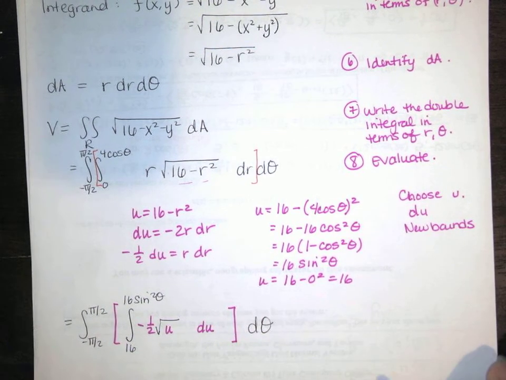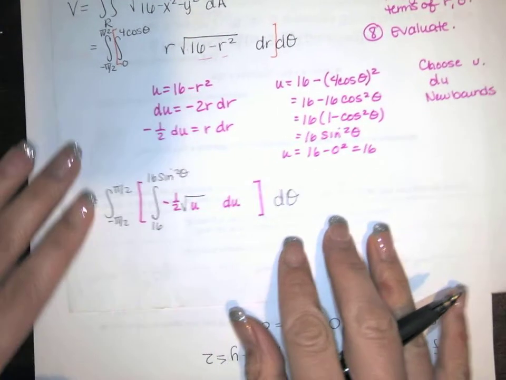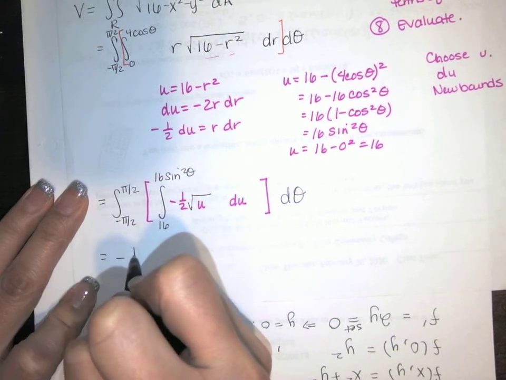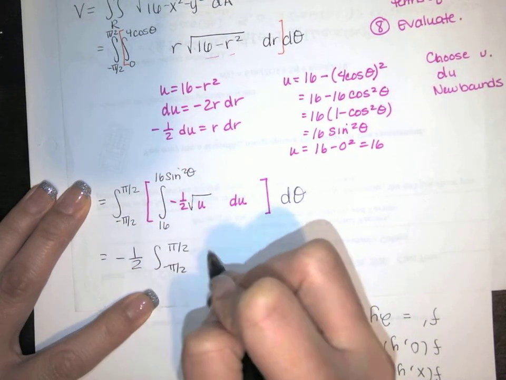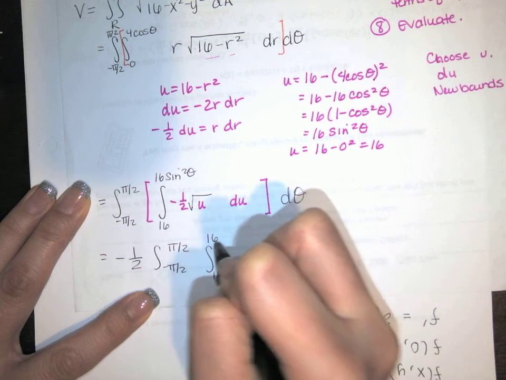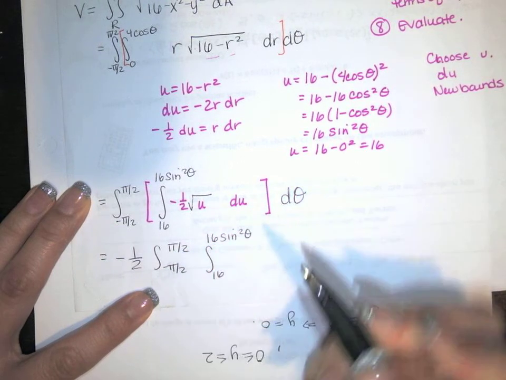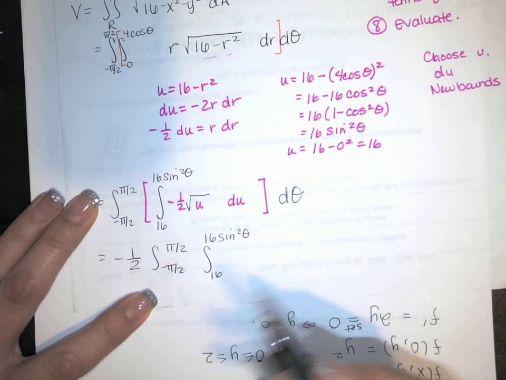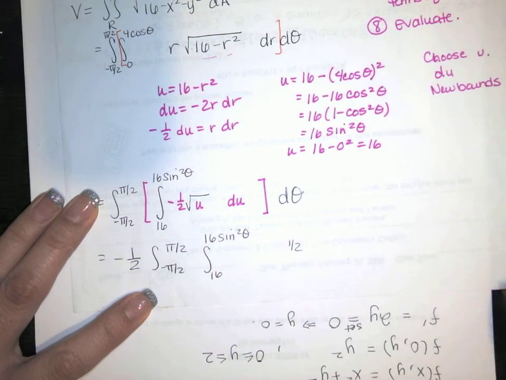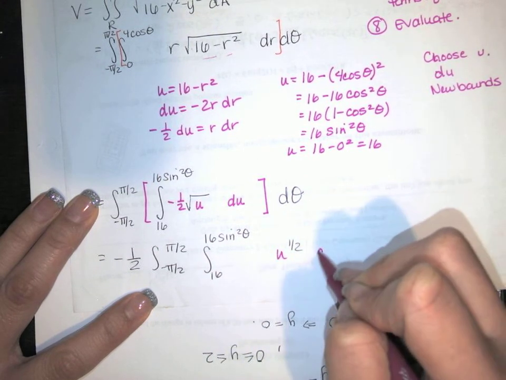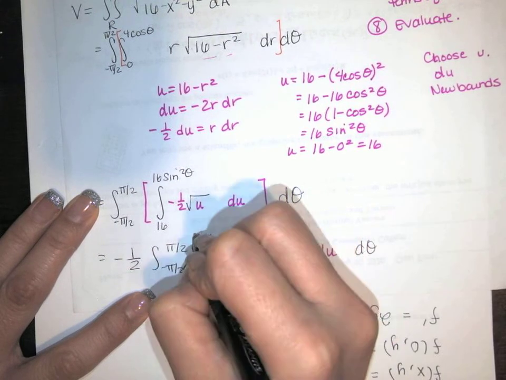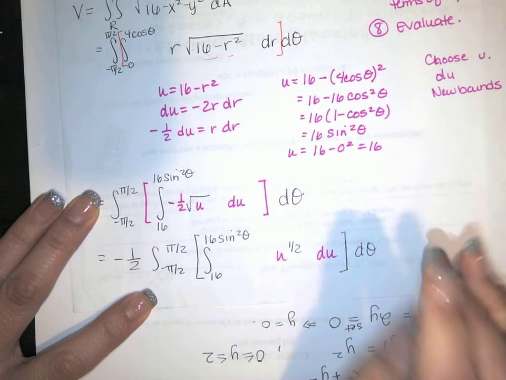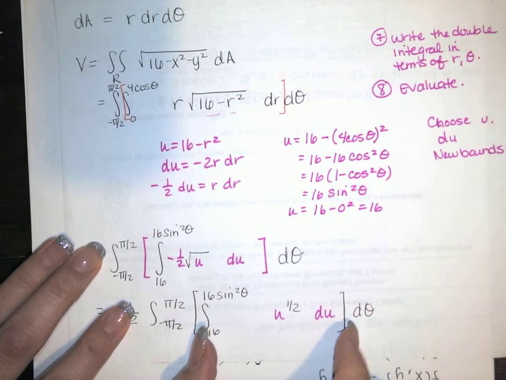It's d theta. Okay, now you can factor out the negative 1/2 if you want to. And we still have the 16 and 16 sine squared theta. Instead of writing that as a square root of U, I'll write that as a U to the 1/2 power, so I can use the power rule to anti-differentiate it. Start on the inside. We're going to work our way out.